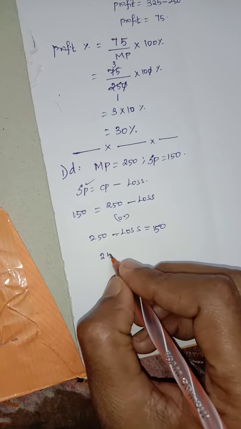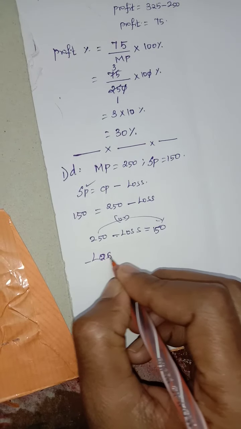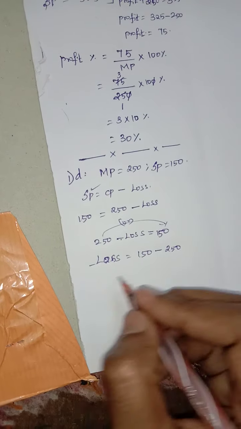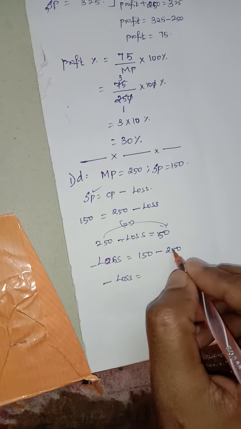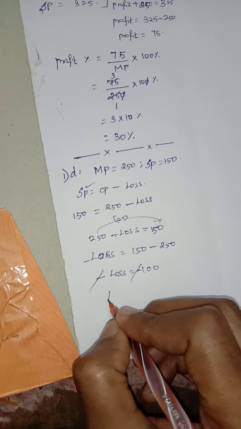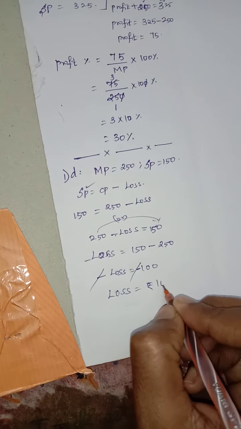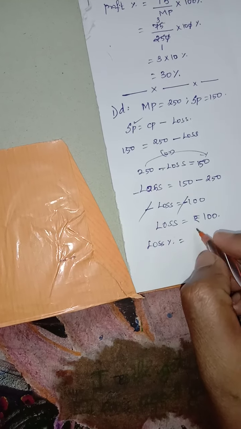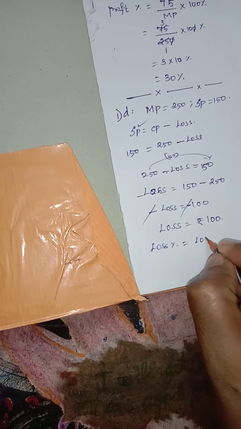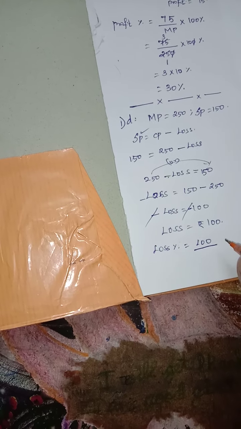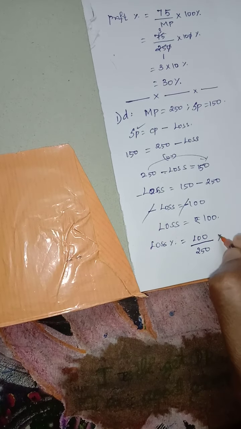So bring this 250 this side: minus loss is equal to 150 minus 250. If you bring this, plus 250 becomes minus 250. So minus loss is equal to 150 minus 250, which is minus 100. So minus gets cancelled. Therefore the loss amount is equal to rupees 100. So we found the amount. How to find the percentage? Similarly, same process. Loss percentage is equal to loss amount, that is 100, divided by what is that, the market price, 250, into percentage.